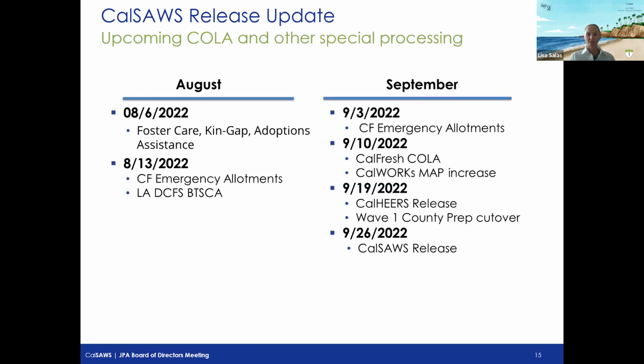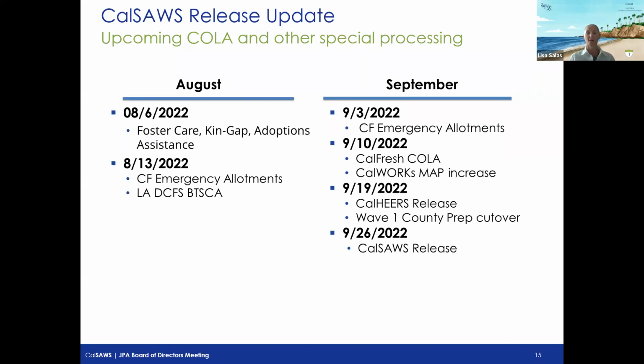We have a number of priority releases coming up, including some of our very important COLA increases that we run each year. In early August, we have our CNI increase for our foster care, Kin-GAP, and AAP population across the 40 production counties. So that will be running in early August. LA County also has a special process that they run for their clothing allowance in the middle of August.